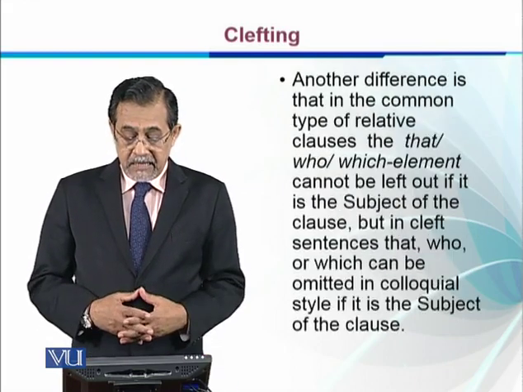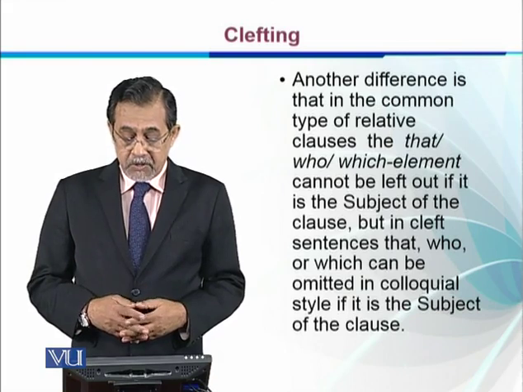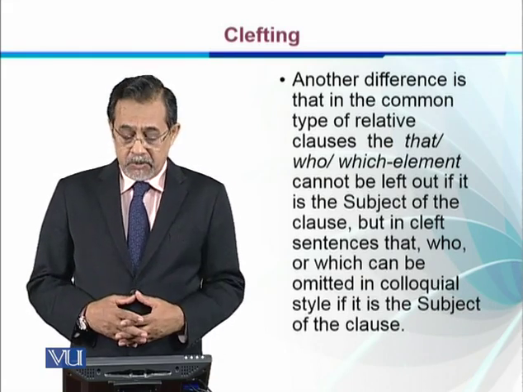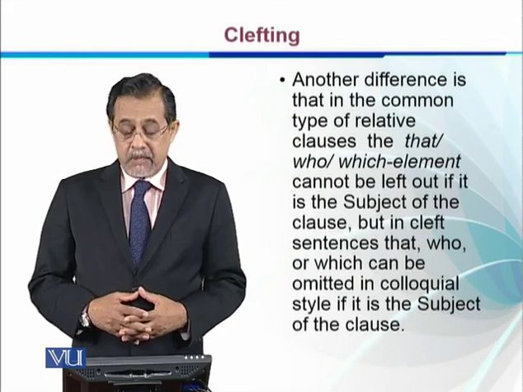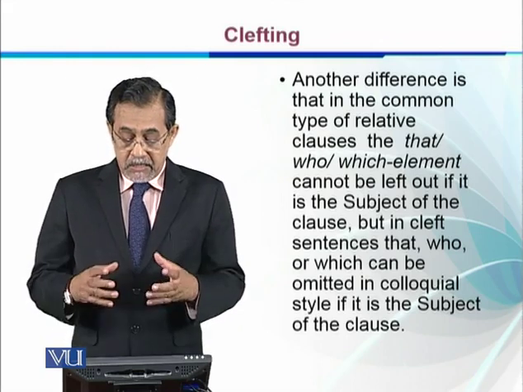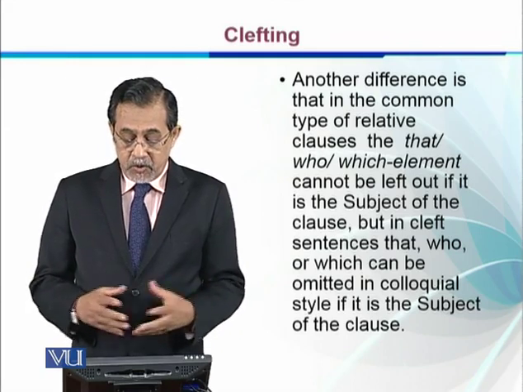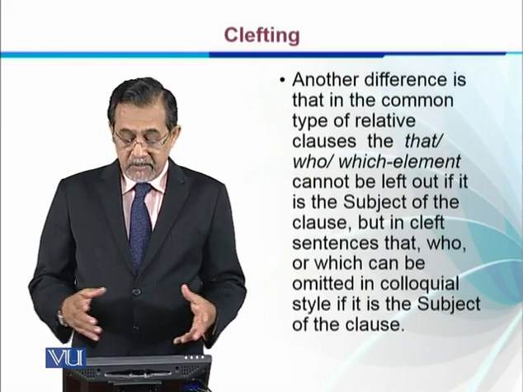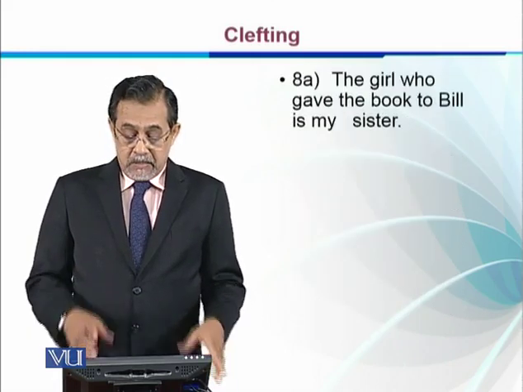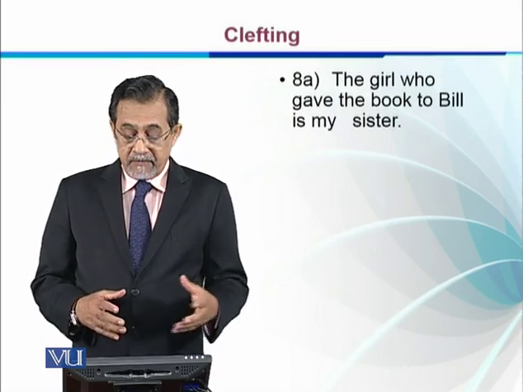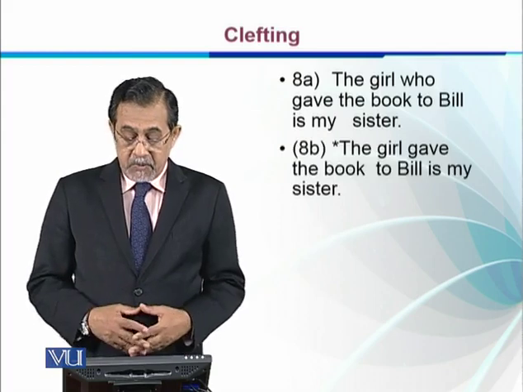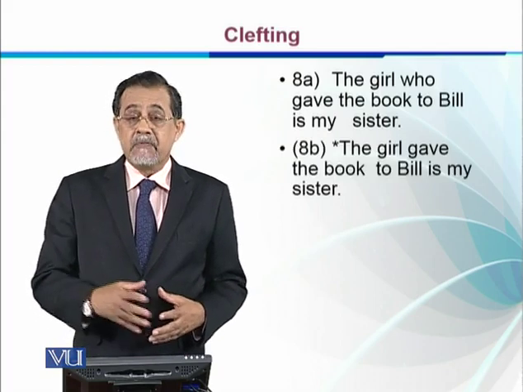Another difference is that in the common type of relative clauses, the that, who, which cannot be left out if it is the subject of the clause. We have already talked about it when we were talking about relative clauses. But in the cleft sentence, that, who, or which can be omitted in colloquial style if it is the subject of the clause. For example, the girl who gave the book to Bill is my sister. Here we cannot remove who.